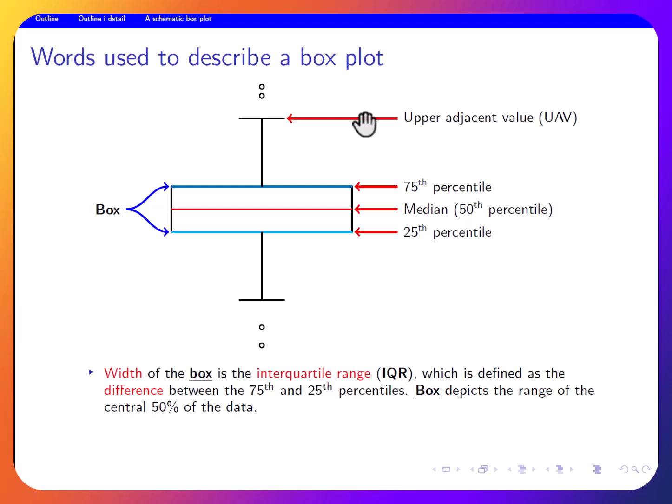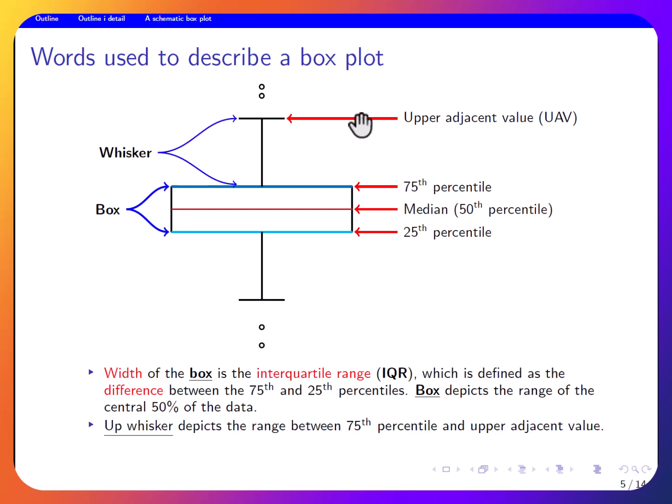This is the up adjacent value. This is the up whisker. Up whisker depicts the range between 75th percentile and the up adjacent value. Any observations larger than the up adjacent value are outliers.